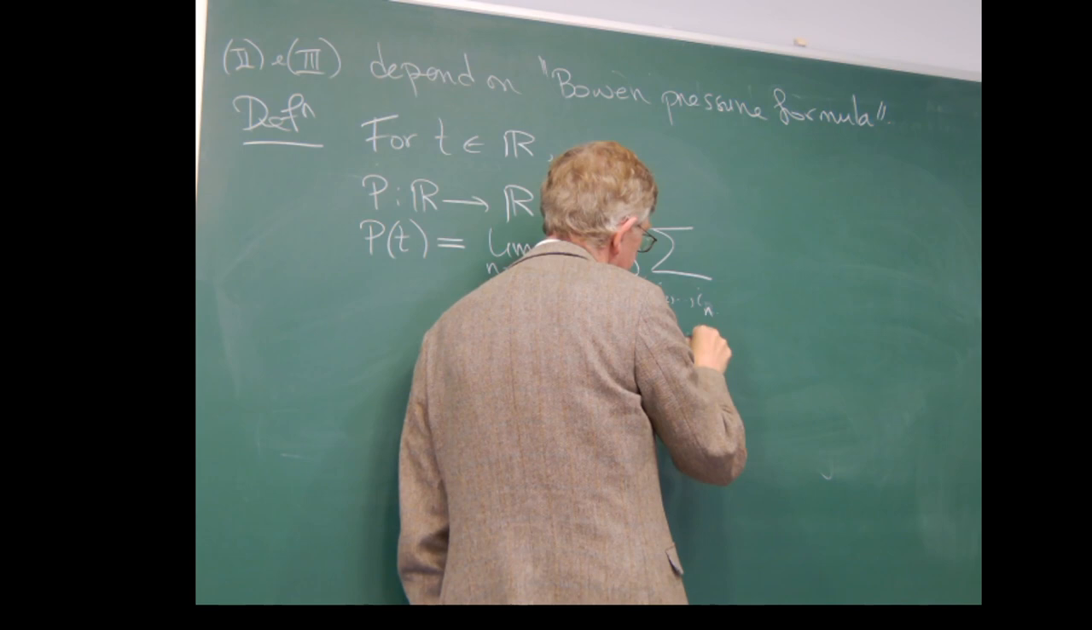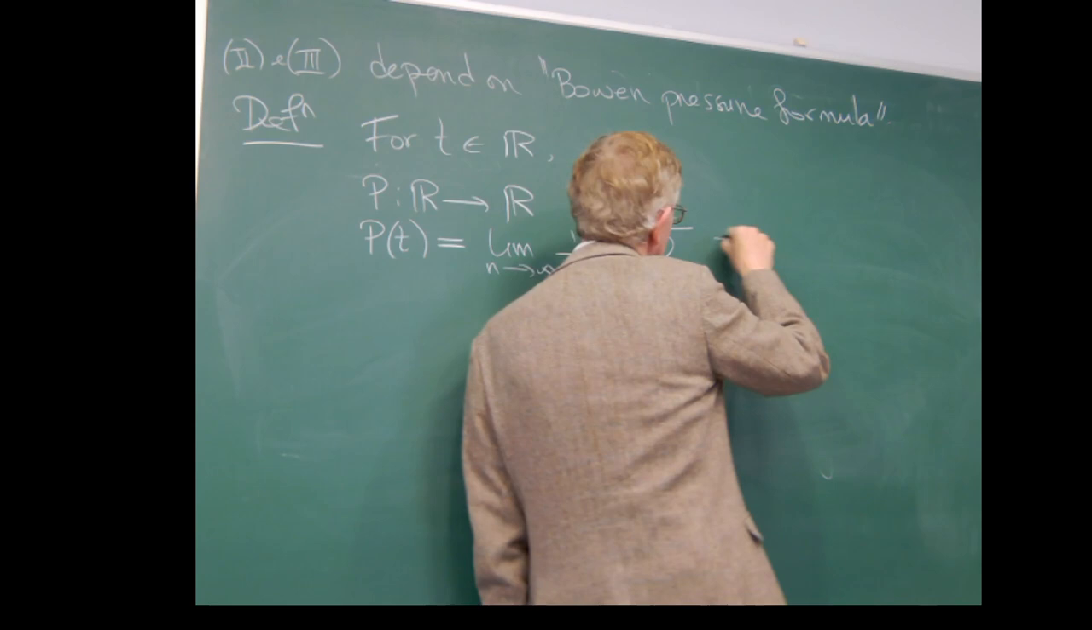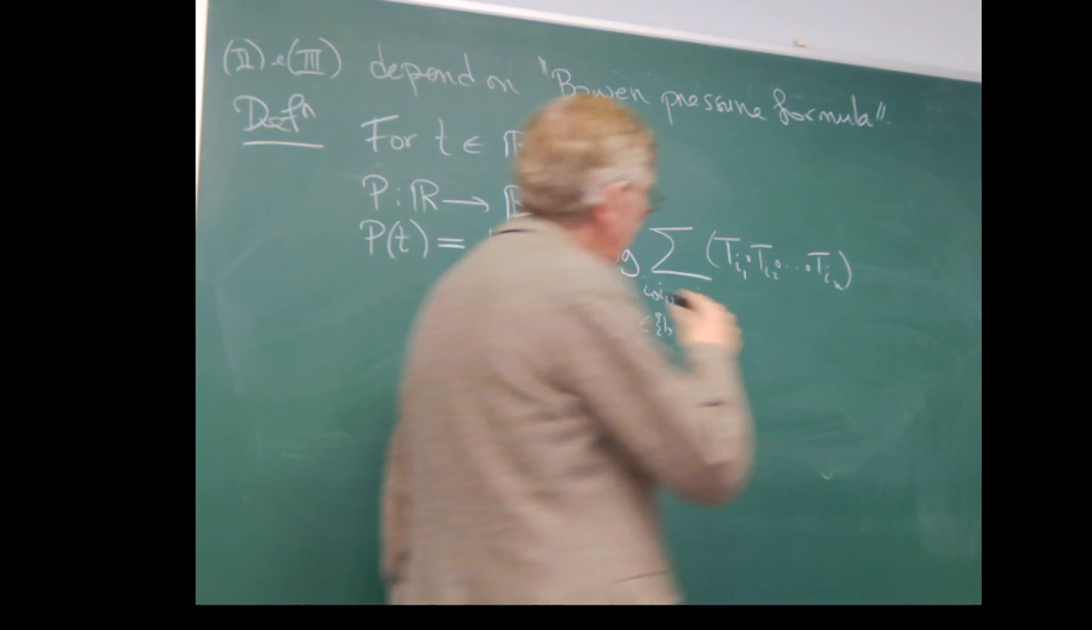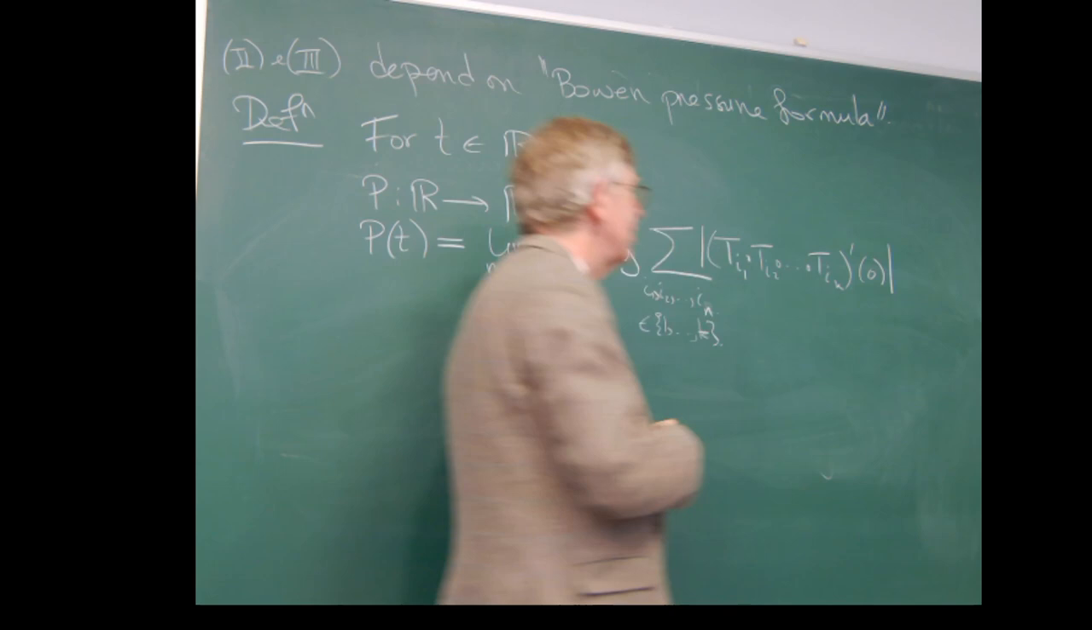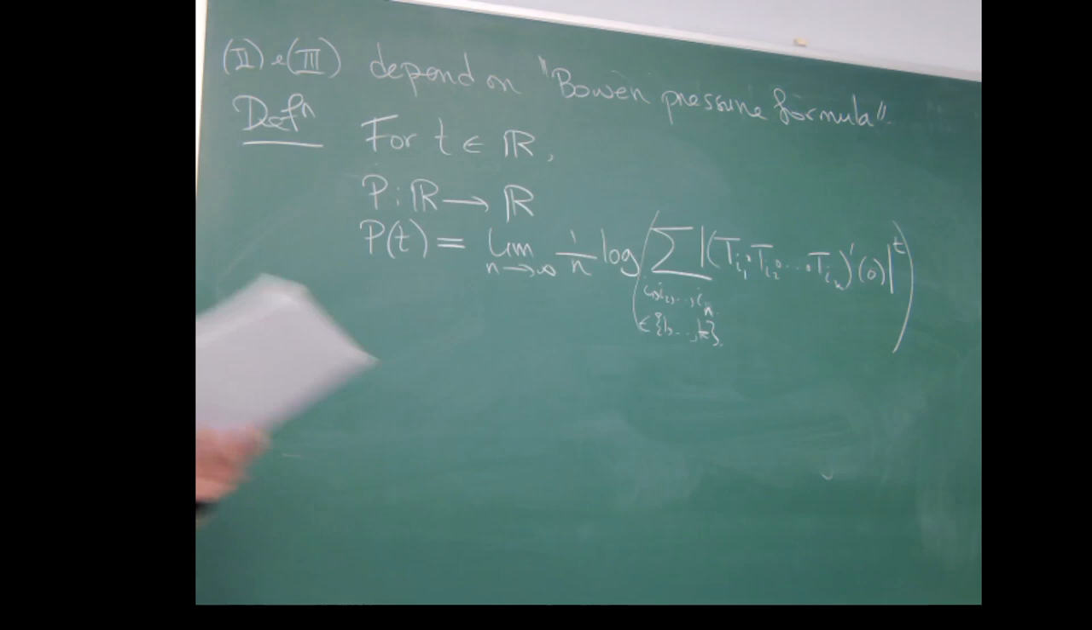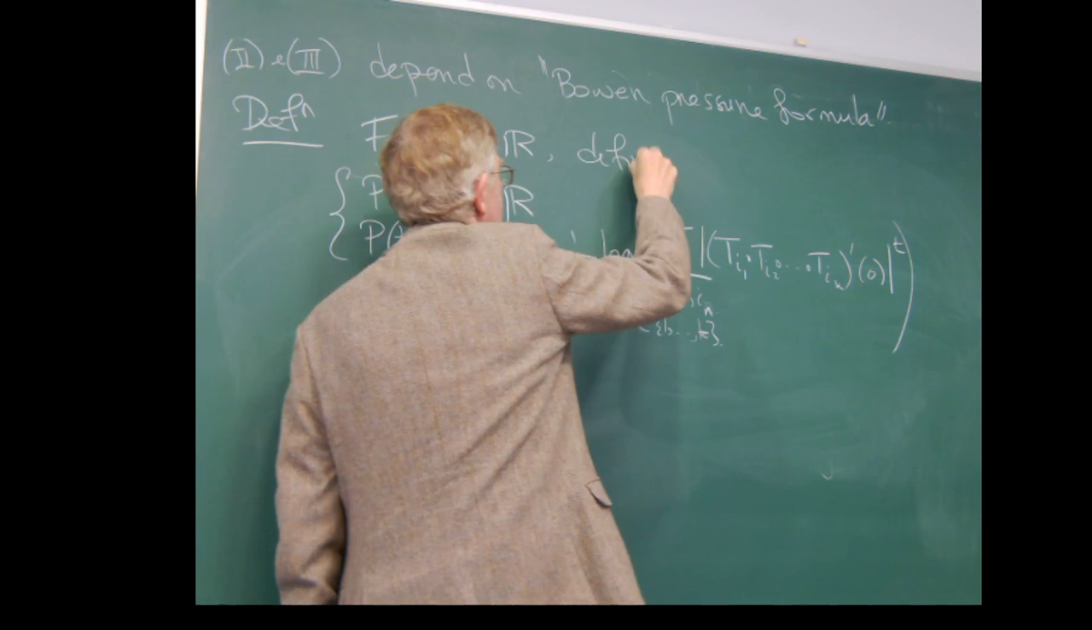And then what I do is I look at the composition T_i1 composed T_i2 composed up to T_in. So that's a contraction. I take the derivative of this. I evaluate it at whatever my favorite point is, which I take to be 0 at the moment. And then I raise this to the power t, because otherwise it's not a function of t. And maybe I should put a bracket around this, because I like to put brackets around things with logs on. So it's an object, and the limit exists just by some calculations. So let me put the word define: pressure.